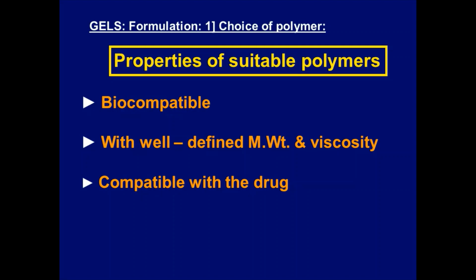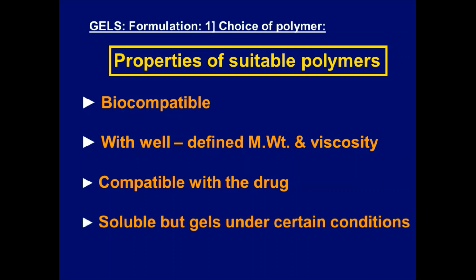They should be compatible with the drug, of course, and they should be soluble, but gel under certain conditions. They should be soluble because we are talking about type 2 gels, and they should increase in viscosity of their solution under certain conditions because we are talking about gels, not solutions. Finally, they should retain their gel form on the skin. These are properties of suitable polymers used as gelling agents.